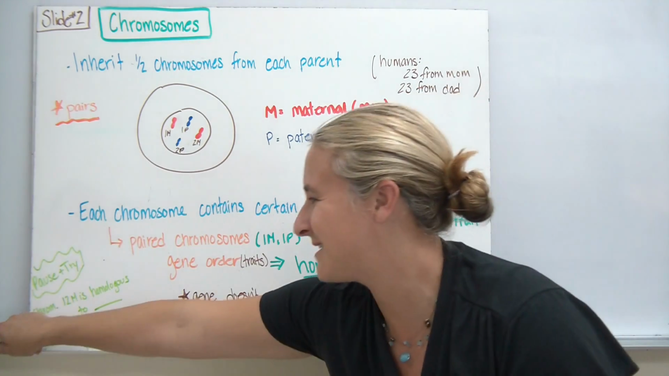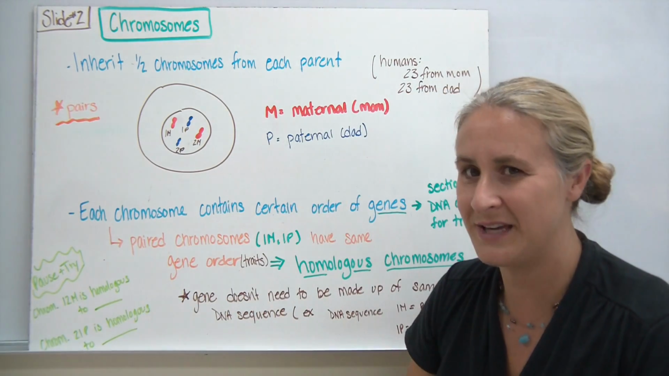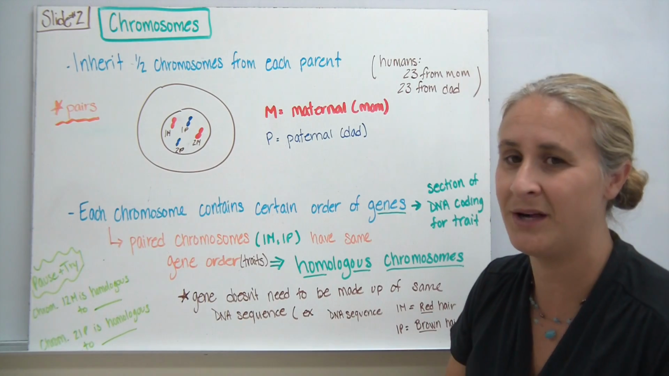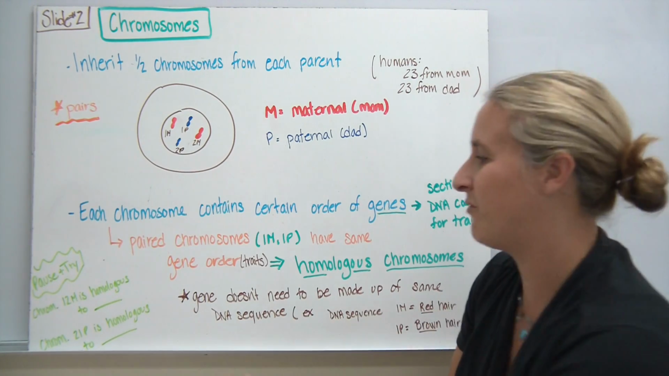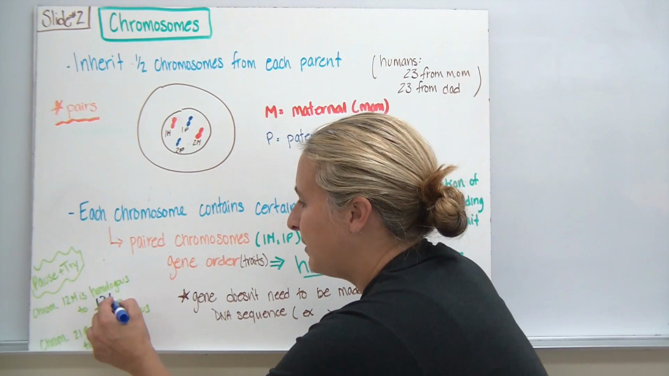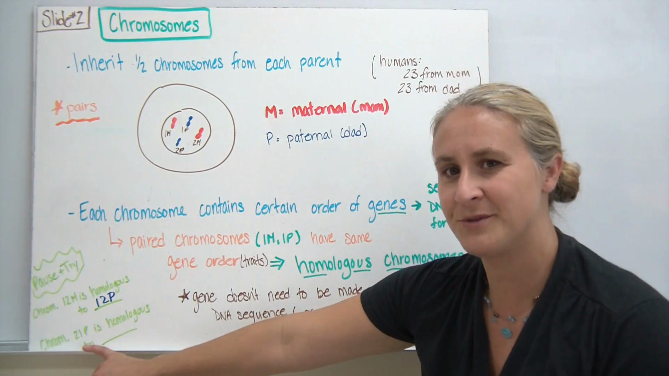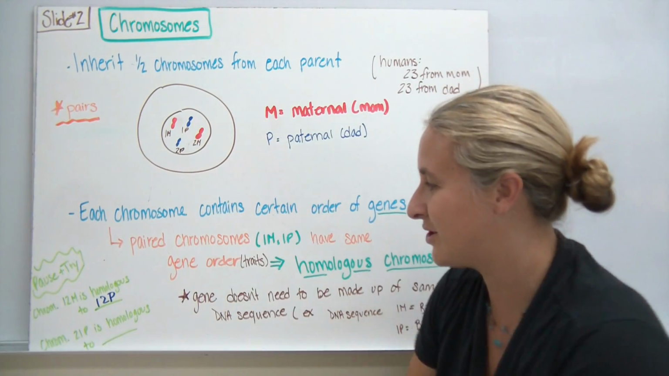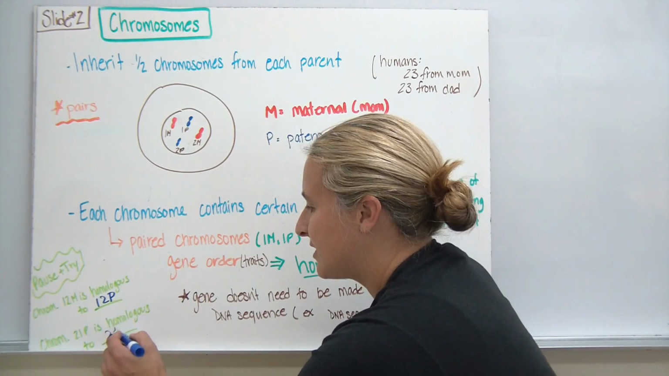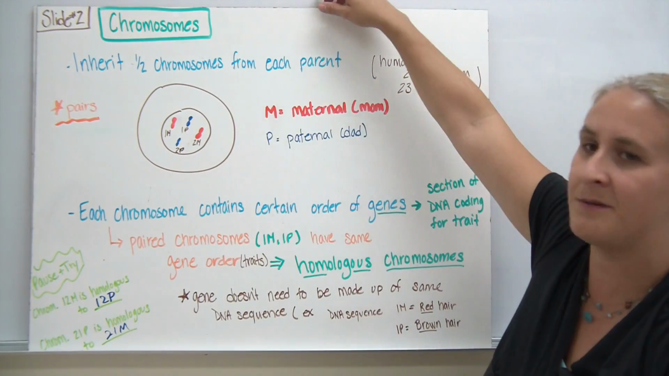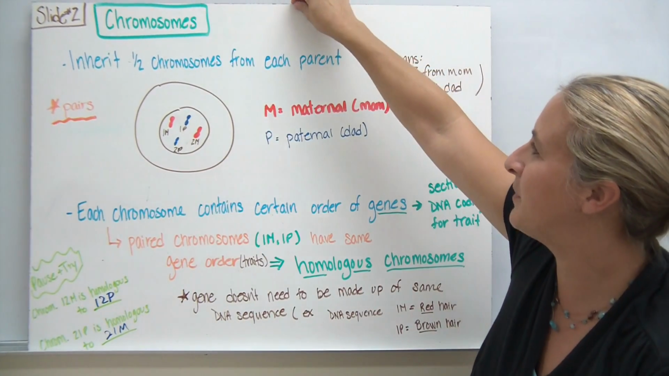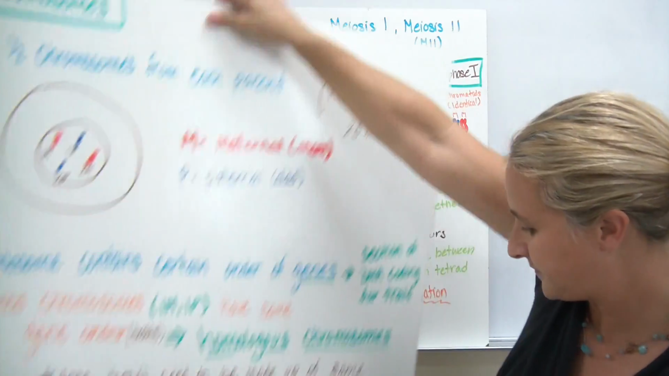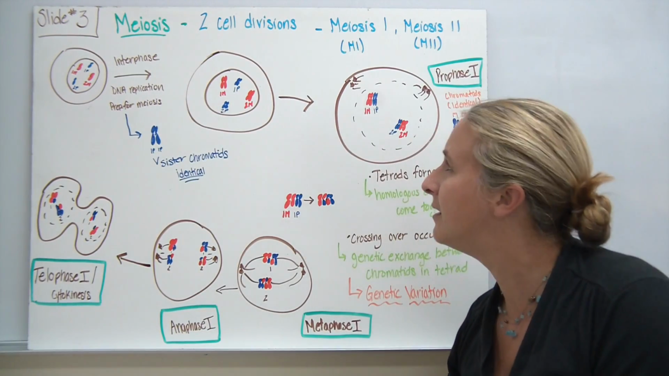Now that you've paused and attempted, we know that chromosome 12M refers to my mother. It's homologous to the same type of chromosome from the father, so that would be 12P. And in terms of chromosome 21P, that's paternal, so it's going to be homologous to 21M from the mother. We'll be practicing this as we go.